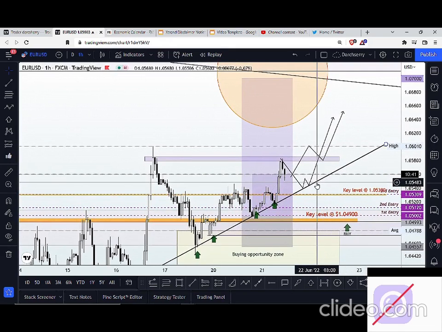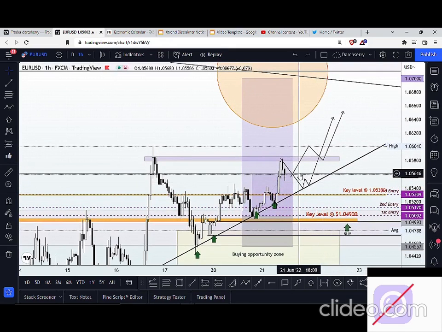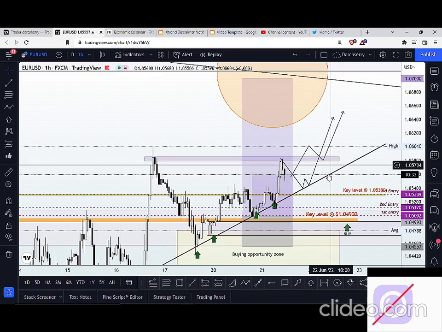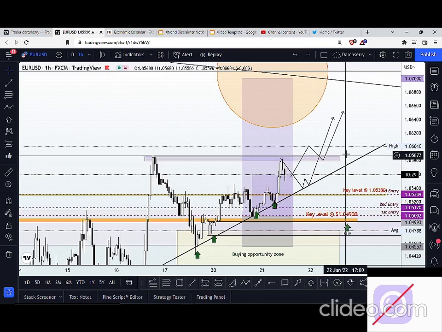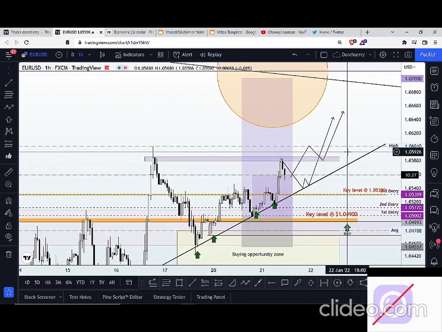So I always advise that you screenshot my screen so that you can use it as a reference point whenever you are making your own individual decision. So this is what my expectations are on the Euro USD. If you have any questions, I will be willing to answer you. Just type it in the comment section and I'll look it up and explain accordingly or when necessary.